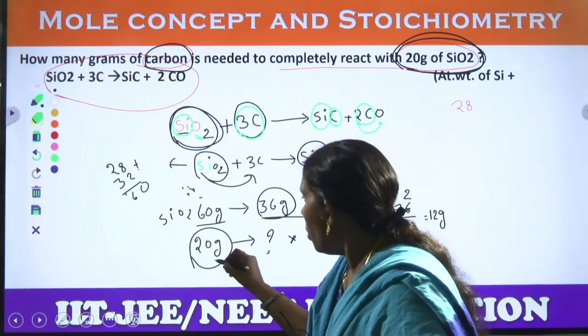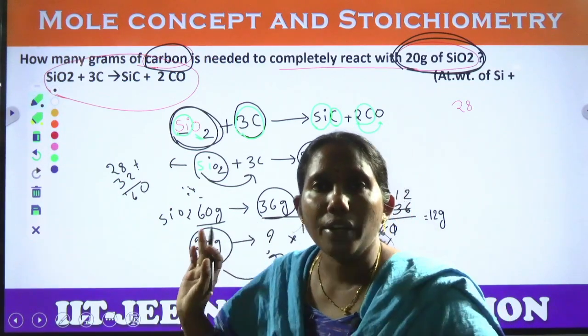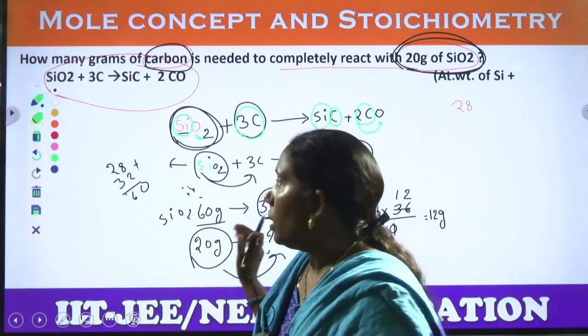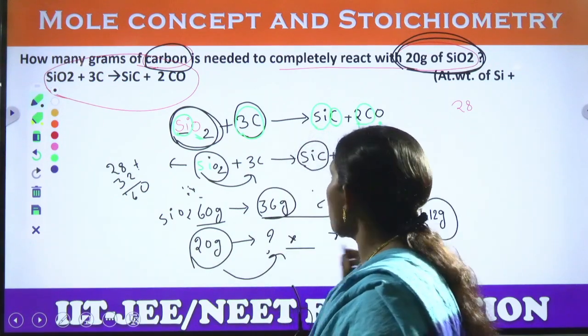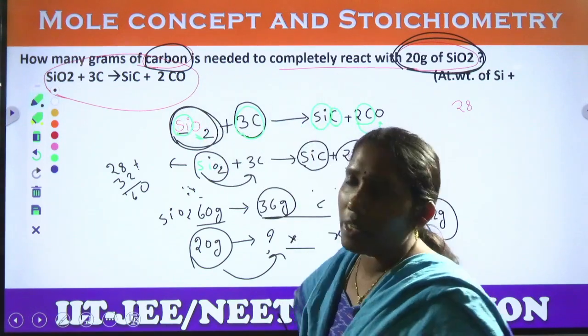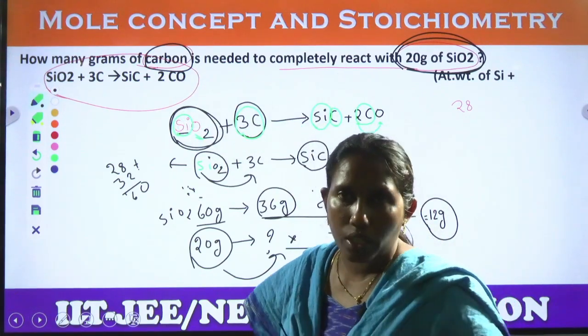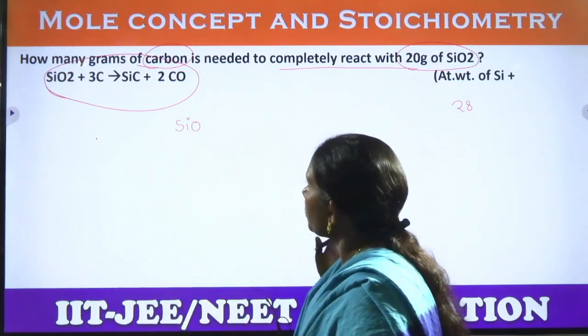So this is the weight relationship. Like this we have to do the weight relationship calculations, right? Now come to the next one. So here it is clear, 12 grams of carbon is needed to completely react with 20 grams of silicon dioxide, right? Comes to the next question.